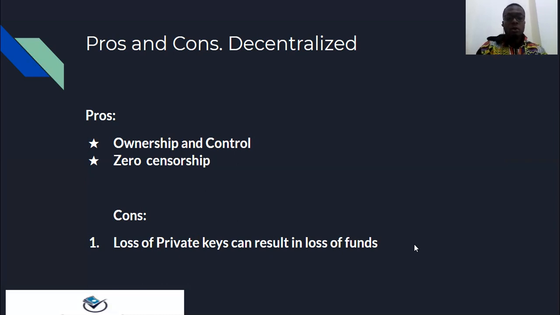All right. So part of the cons, definitely, because all the control is left to you, a loss of private keys can result in an outright loss of funds. There's nothing like trying the forgot password option or stuff like that. So, you need to have that understanding.